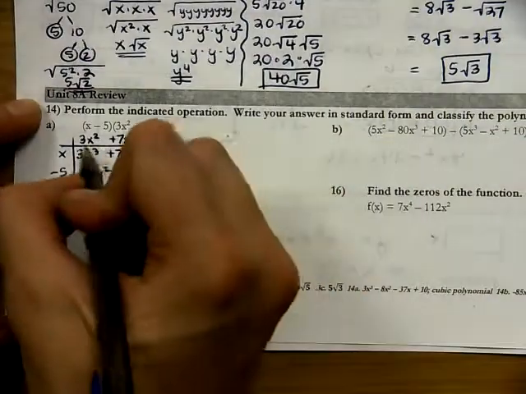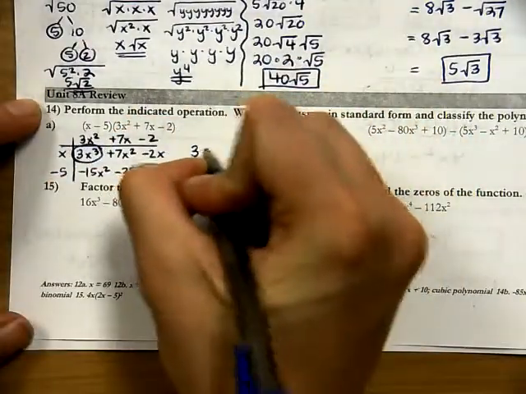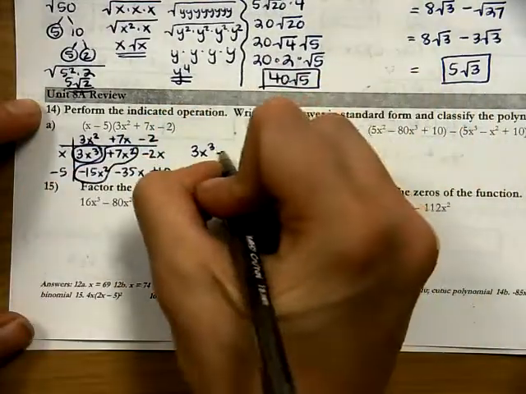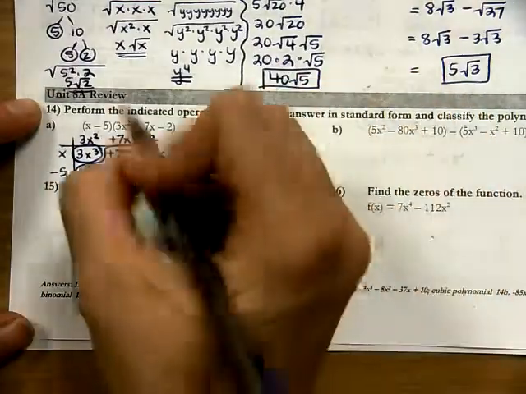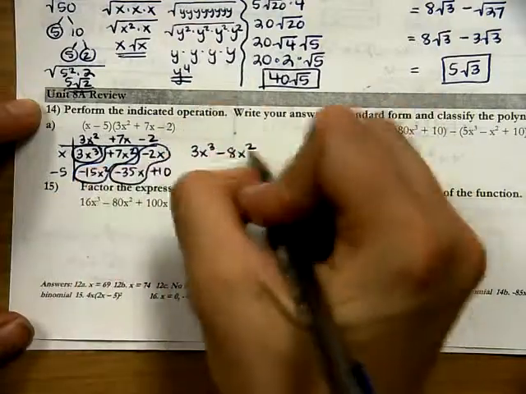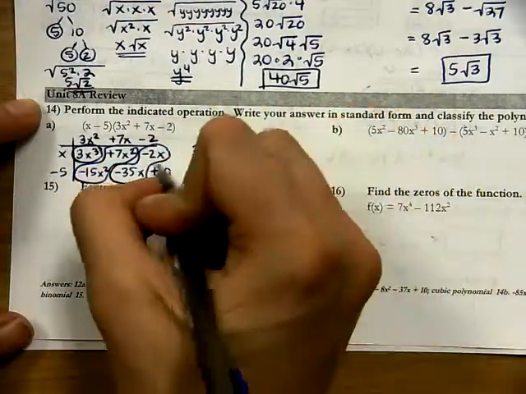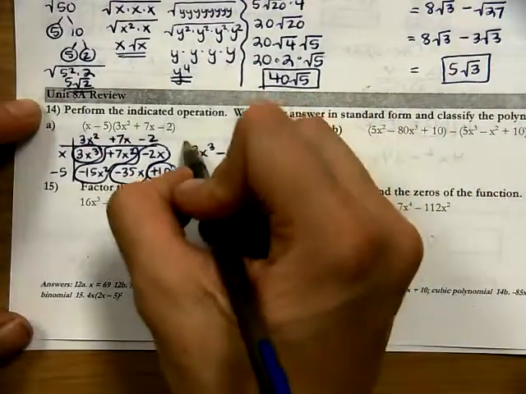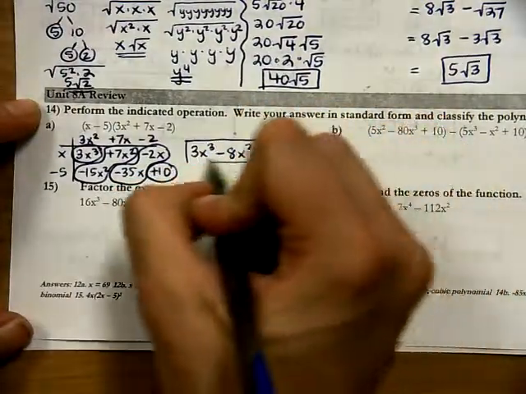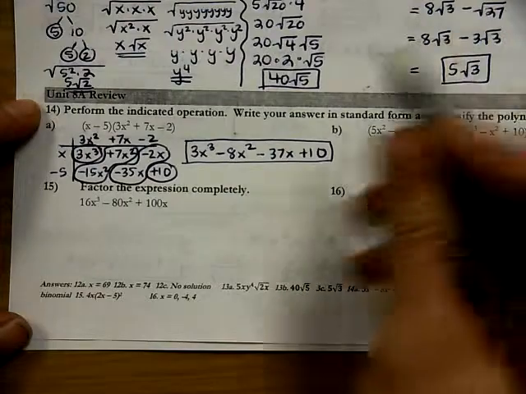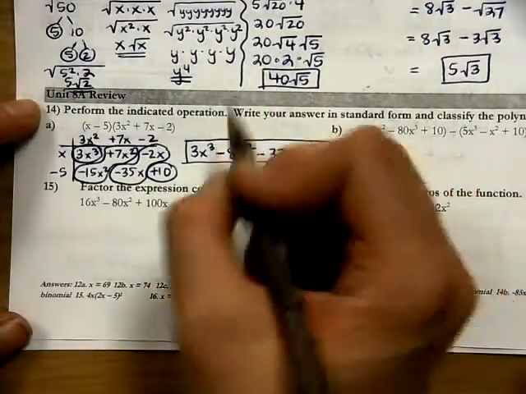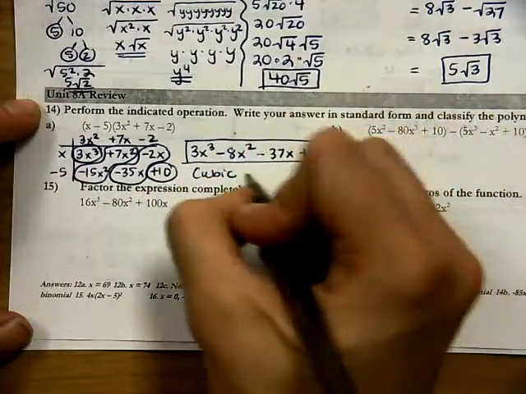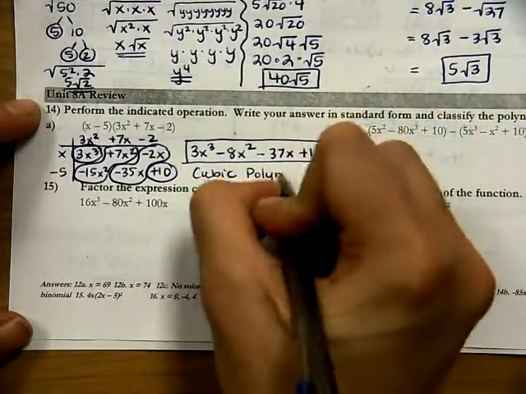And from here I combine like terms. So I have 3x to the third. When I add these, I get minus 8x squared. When I add these, I get minus 37x, and then plus 10. So here's my answer in standard form. To classify it, I need to look at the degree and the number of terms. The degree is 3, so this is a cubic. There are 4 terms, so we just say polynomial.